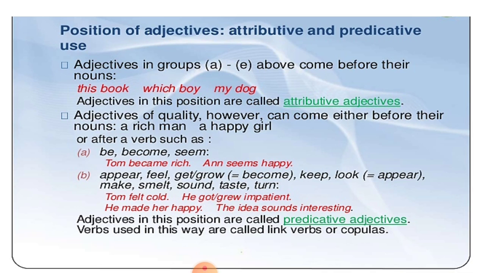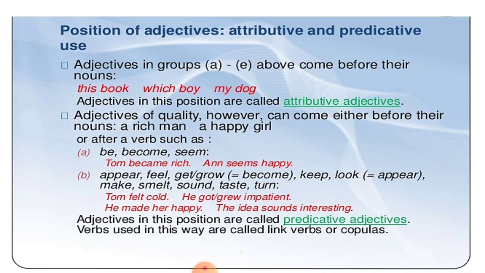They can come either before the noun, like a rich man, a happy girl, or they can come after the verb, like Tom became rich. Here you can see rich is used after the verb became. He seems happy. Again, happy is used after the verb seems. So according to their position, when they are used after the verb or the linking verb, like seems, became, these are the linking verbs, then they are known as predicative adjectives.